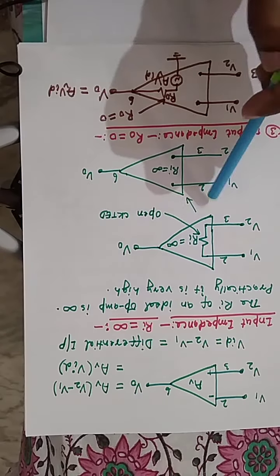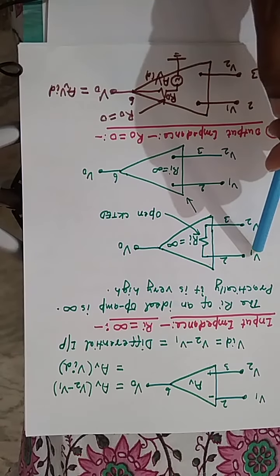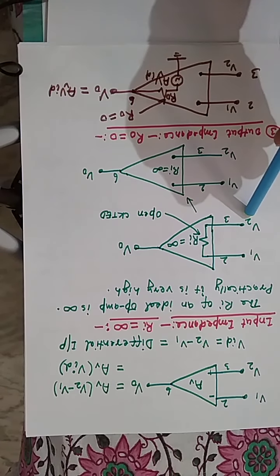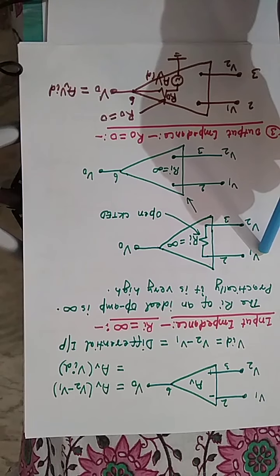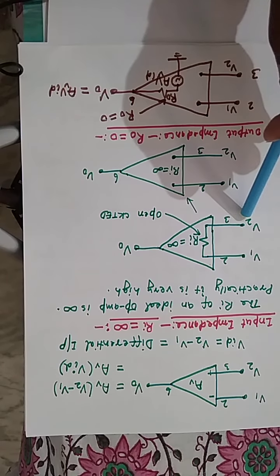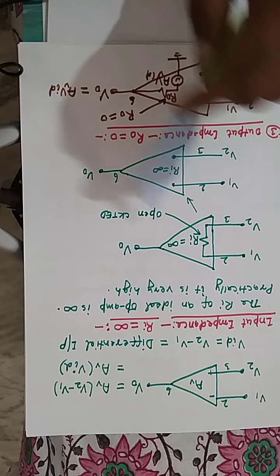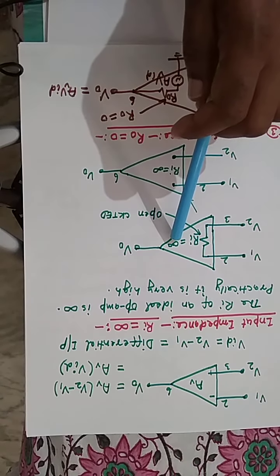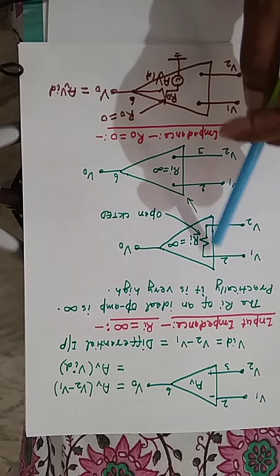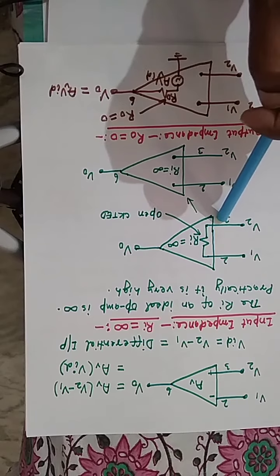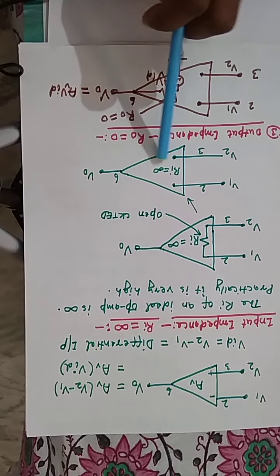Guys, this is the circuital symbol of the op-amp. Now there are two terminals. One is the negative input terminal and another one is the positive input terminal, that is, the inverting input terminal and the non-inverting input terminal. And between these two input terminals there is a resistance R input. The value of R input is ideally infinity. Ideally infinity means this is open circuited. This means terminal 2 and terminal 3 are open circuited like this.